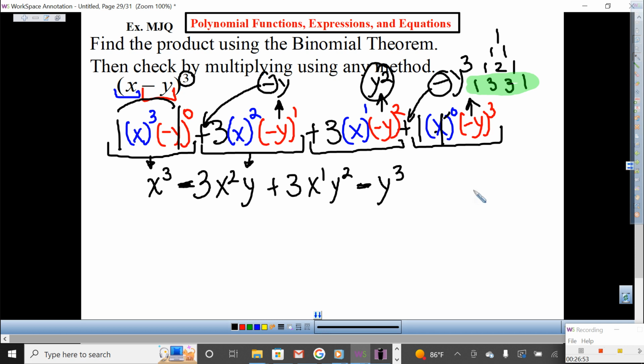Oh, because when we do negative times a negative times a negative, when it's an odd exponent, it's always a negative. When it's an even, it's a positive. Okay? Yeah, thank you. All right. So this one is here, and this one is there, and this is our product.